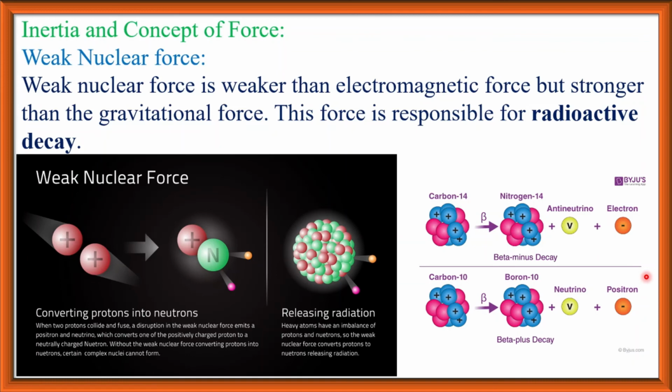nucleus, then the excess proton or excess neutron is converted into neutron or proton. That is, a proton is converted into a neutron or a neutron is converted into a proton if there is an excess number of neutrons or protons. So, an electron or positron can be emitted from the nucleus. This emission of an electron or positron from the nucleus is known as beta decay, and weak nuclear force is responsible for beta decay.